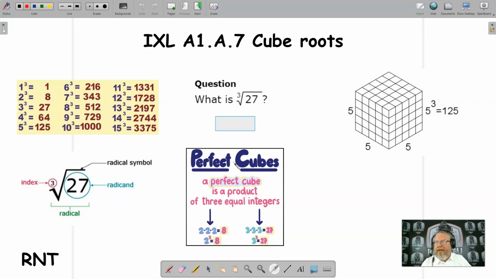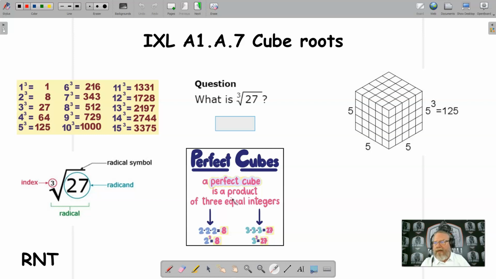So the cube root of 125 is 5. That brings us to the discussion of perfect cubes. A perfect cube is the product of 3 equal integers. So 2 times 2 times 2, these are all integers. 2 is an integer. So we multiply 2 times itself 3 times, we get 8. So the cube root of 8 equals 2. Likewise, 3 is an integer, so 3 times 3 times 3 gives us 27. Therefore, the cube root of 27 is indeed 3.